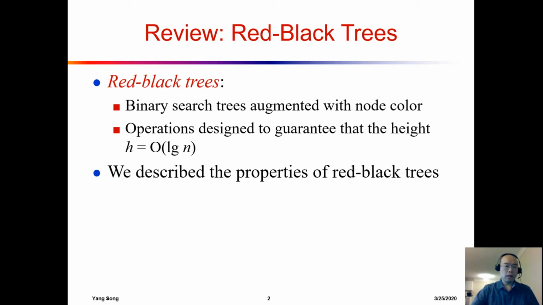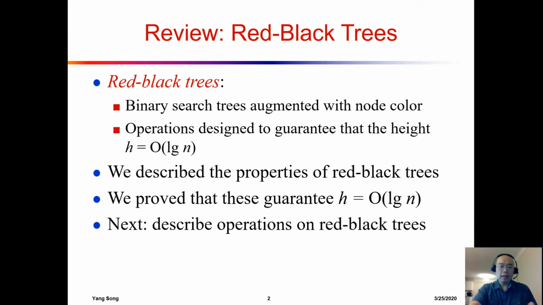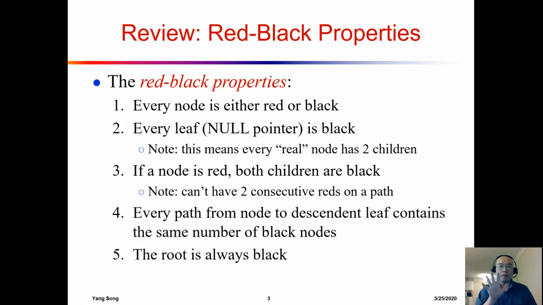So we have described the properties of the red-black tree, and we have proved that those properties guarantee that the height will be O(log n). The next thing, we will try to describe the operations of the red-black tree. So those are the five very important properties of a red-black tree.